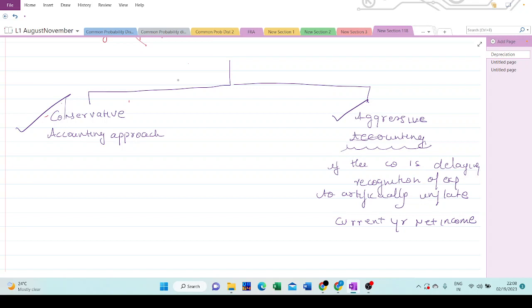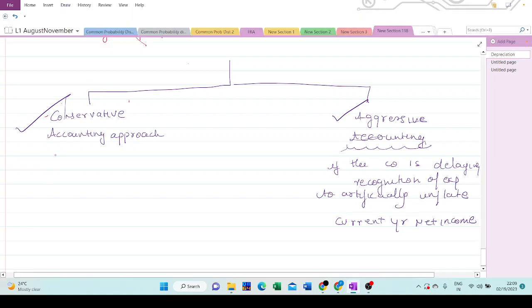So if you delay the recognition of expenses to artificially inflate current year net profits, then you are using aggressive accounting. But if you are not delaying the recognition, you are recognizing expenses as soon as possible, then you are following a conservative accounting approach. Now guys, you should not think aggressive accounting is bad and conservative is good. You should not think like that, right? We should follow neutral reporting.